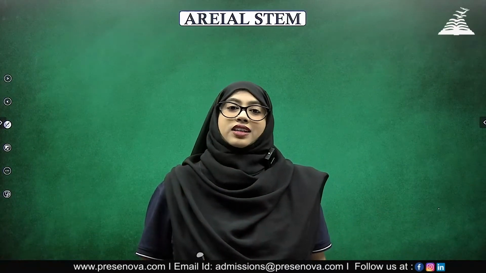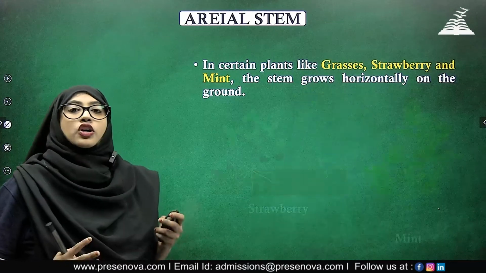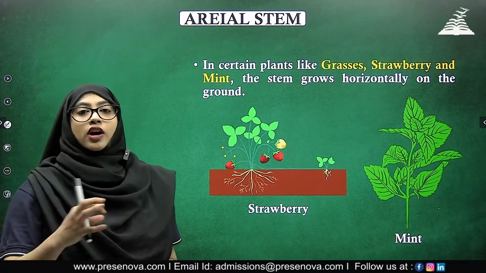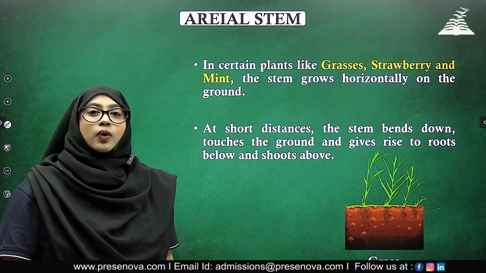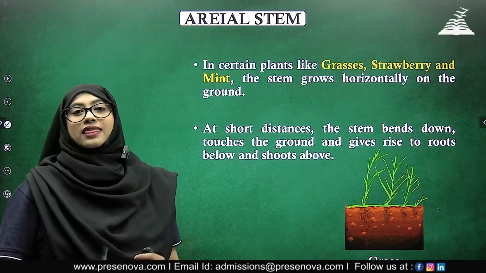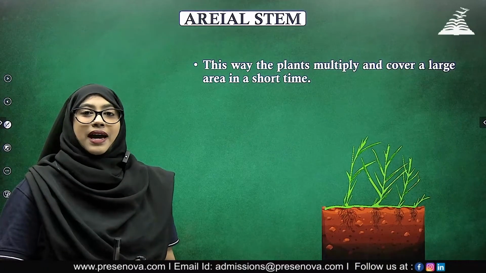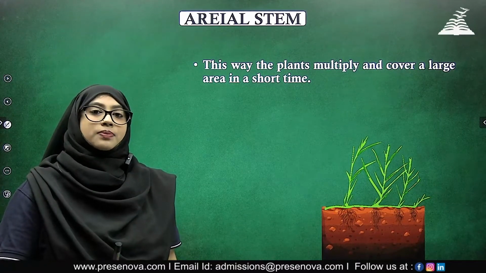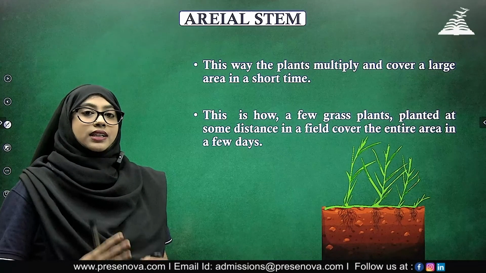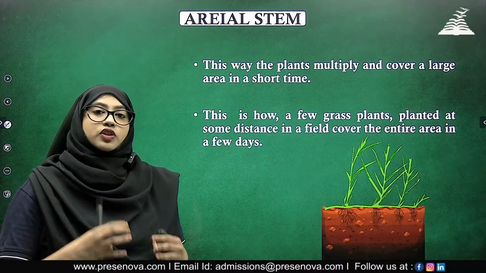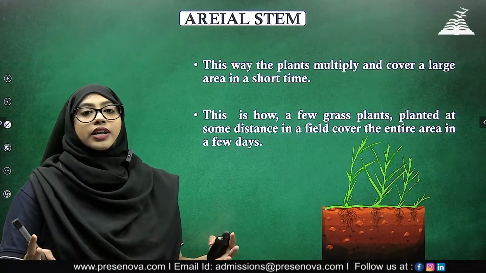Aerial stem method is another way by which the plant propagates naturally. Here in certain plants such as grass, strawberry and mint, the stem grows horizontally above the soil, and at a short distance they bend, they touch the ground, and the root grows below the soil and the shoot grows above the soil. In a short period of time, these grass plants or strawberry and mint plants cover a large area of the field. And this is how in certain grass fields the plant covers a large distance and a large area of the field.